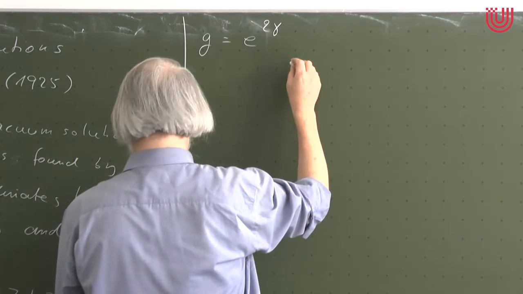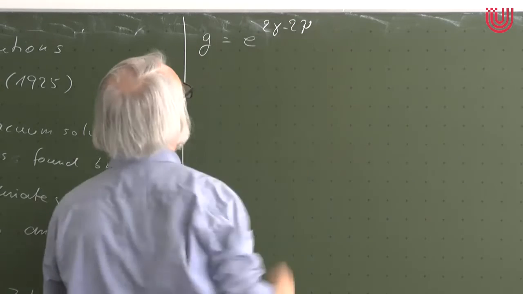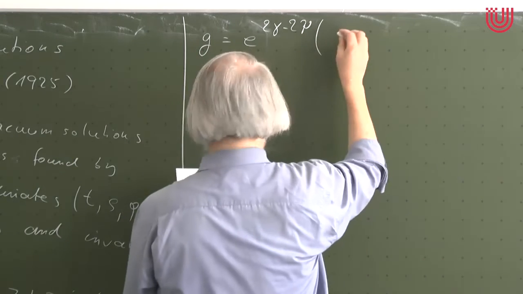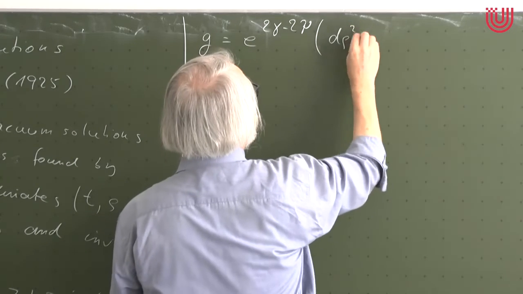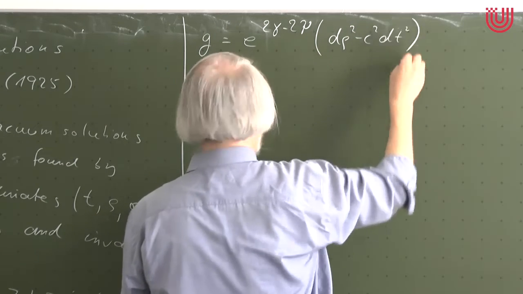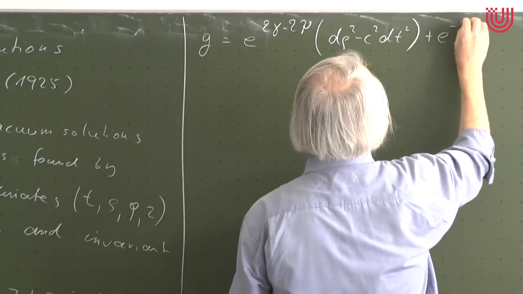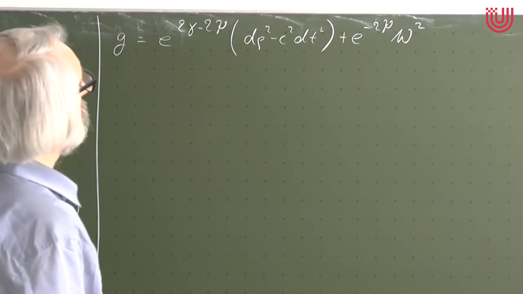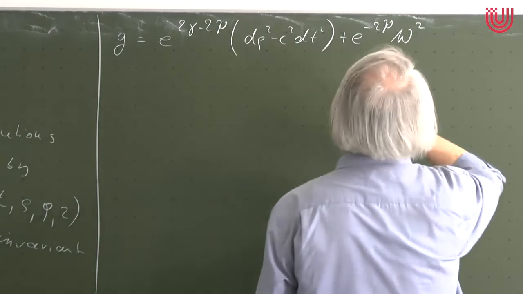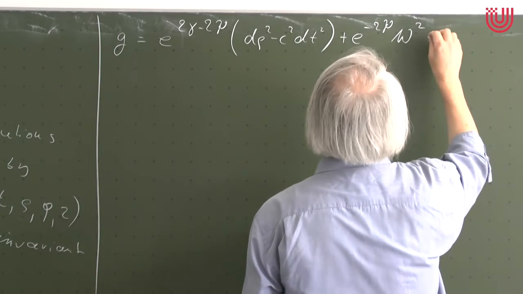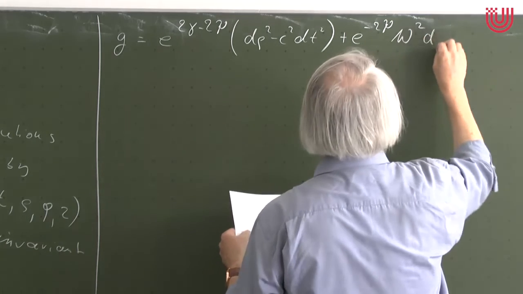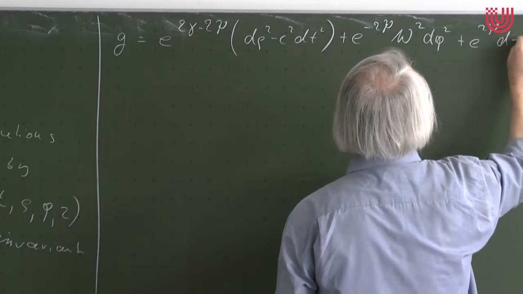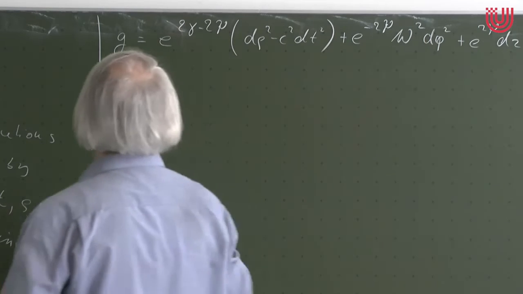So there's a function gamma and a function psi. Both depend on t and rho. I'll write this in a minute. e to the 2 gamma minus 2 psi times d rho squared minus c squared dt squared, plus e to the minus 2 psi rho squared... another metric coefficient function, w, which is also dependent on rho and t, d phi squared, and plus e to the 2 psi dz squared.